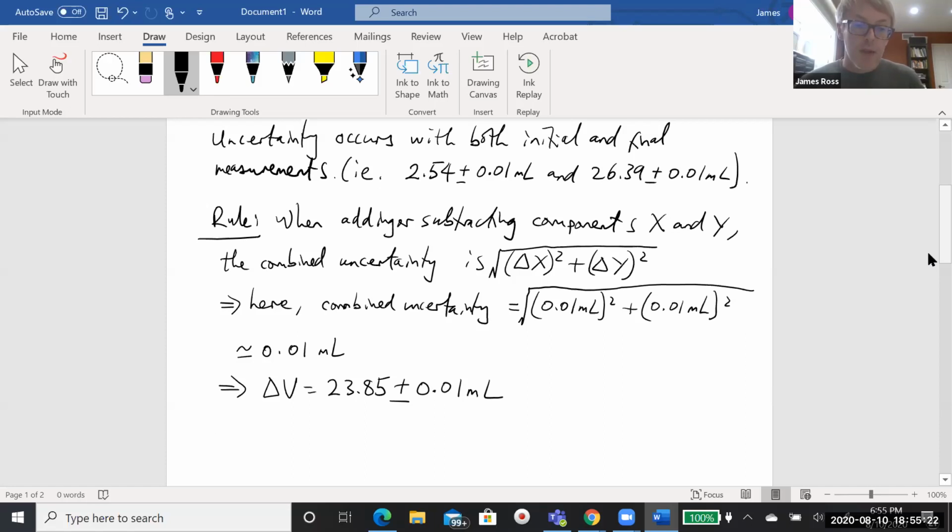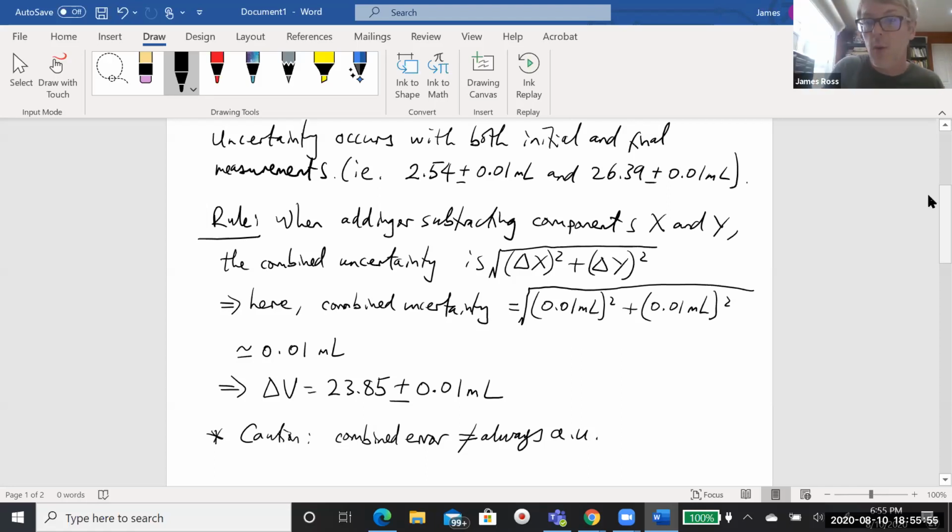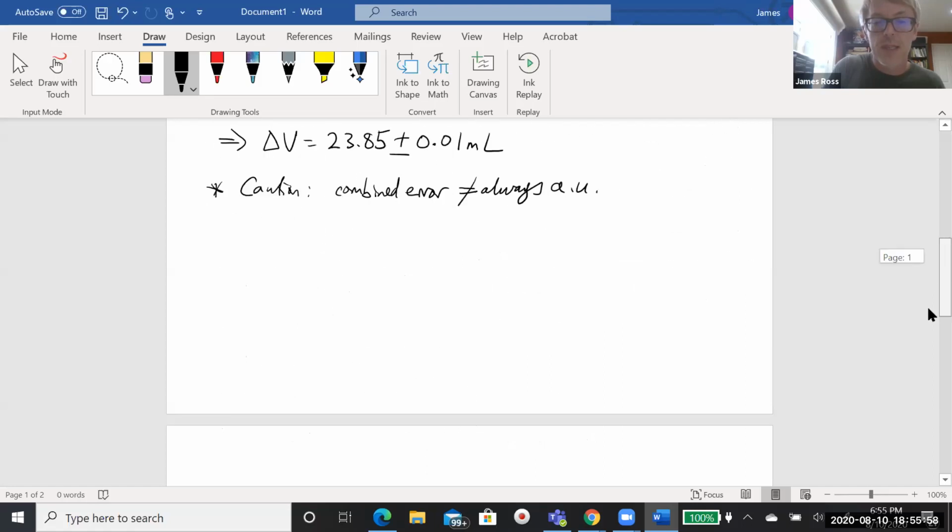But I caution you, although it looks like it's the same, in general, so this will be a caution, the combined error of more than one measurement is not always numerically equal to the absolute uncertainty. So be very careful. It looks like it is here, but I'm going to give you another example now where we can flesh out that it's not always. So let's look at a second example.